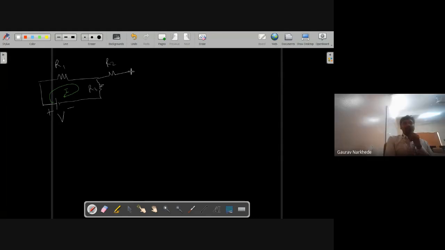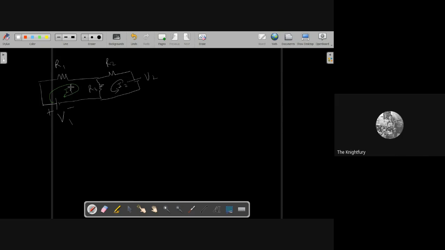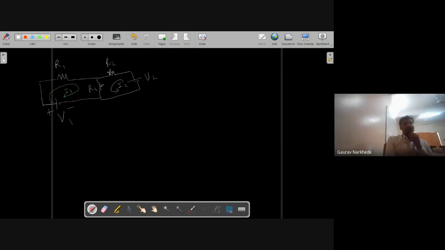Now if I apply another battery here, let me call it V1, and let me call it V2. Will current flow in this circuit? Let us say this is I1 and this is I2. Yes, sir. Will current flow through R2? Yes. Will current flow through R3? Yes, sir.